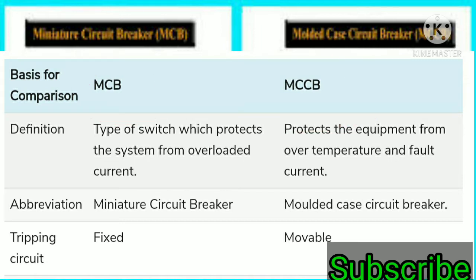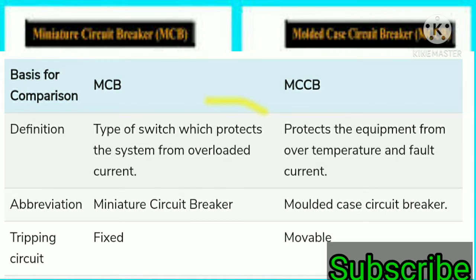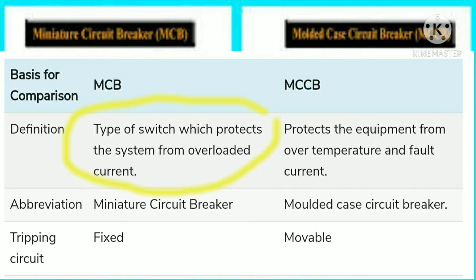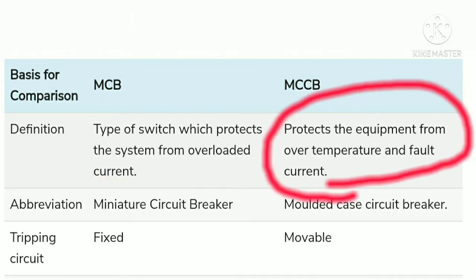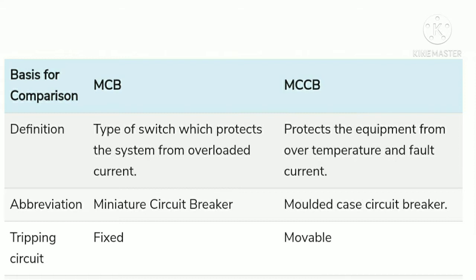So the first difference between MCB and MCCB is the definition. MCB is a type of switch which protects the system from overcurrent, but MCCB protects the equipment from temperature and fault current. Actually, the MCB protects against overcurrent and the MCCB protects against fault current and temperature.